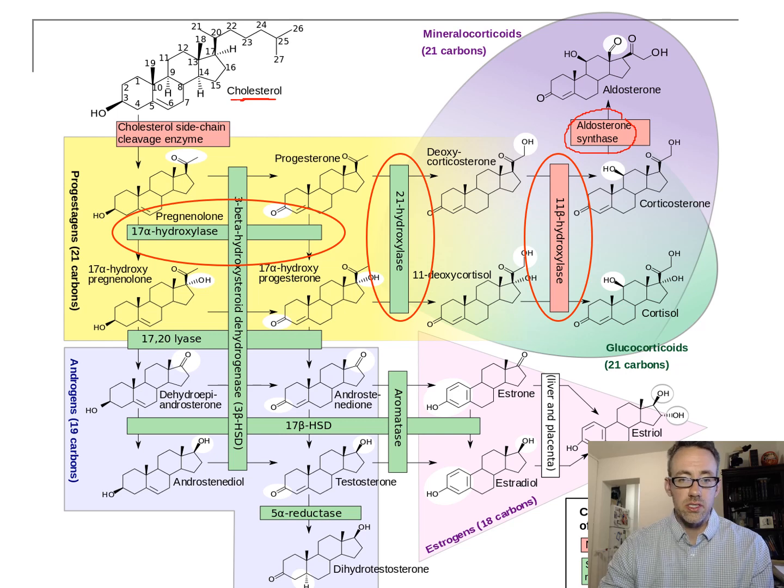Now, you'll notice that the pregnenolone can also be converted into 17-hydroxypregnenolone, 17-hydroxyprogesterone, 11-deoxycortisol, and then into cortisol. So that's that concurrent pathway that I talked about. And cortisol, again, is released at higher levels than the corticosterone.